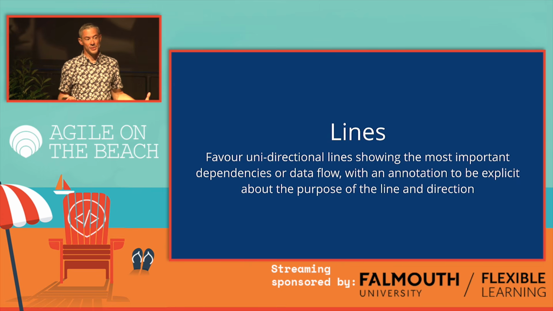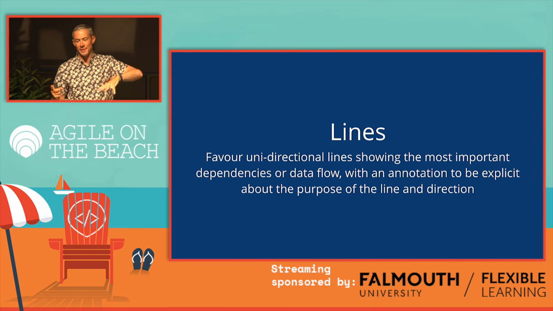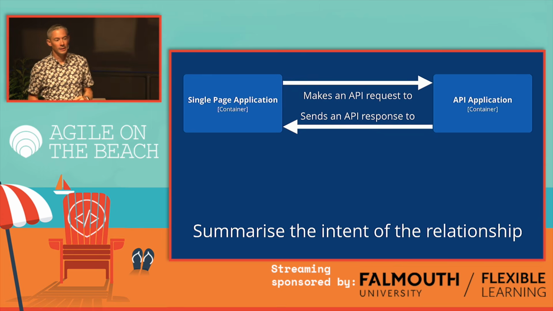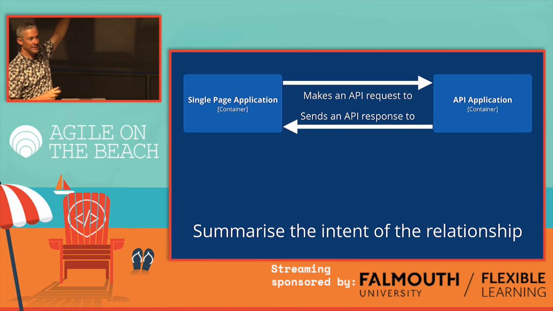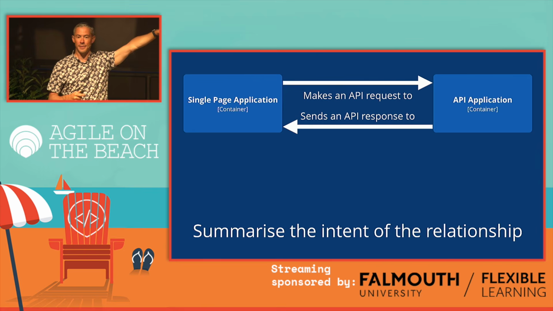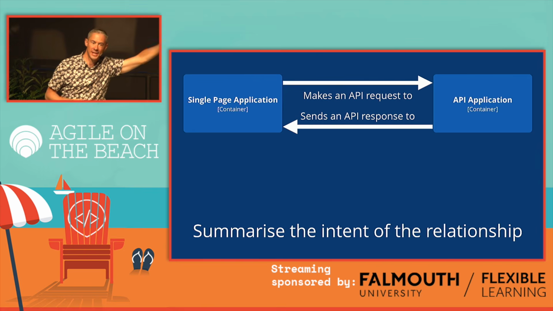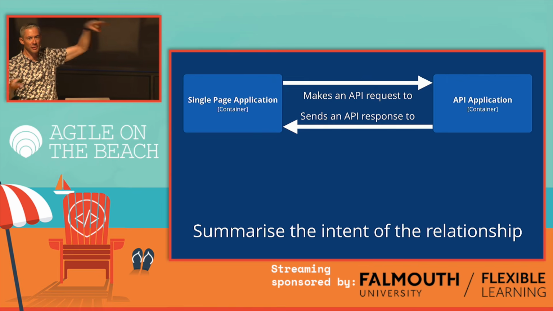So there are no hard and fast rules in any of this. My preference is for thing A calls thing B, or thing A depends on thing B. If you want to show events or messages or information flow, that's absolutely fine. Just make sure the direction of your arrow matches the text you put on the arrow to describe it. The other catch here is that most relationships are actually bidirectional, aren't they? So if we think back to the internet banking system, we've got the single-page app, and that's making a request to the API app, and the API app is sending a response back, essentially. So it's a bidirectional relationship.